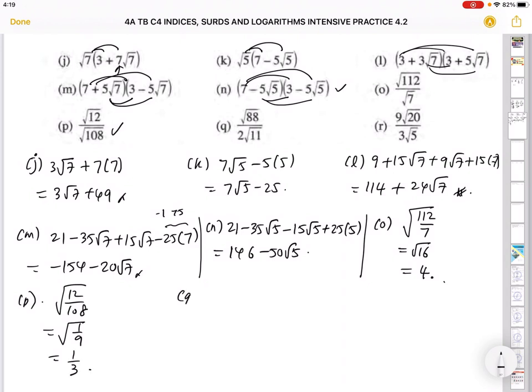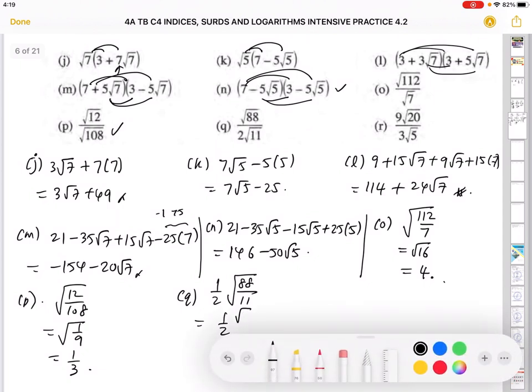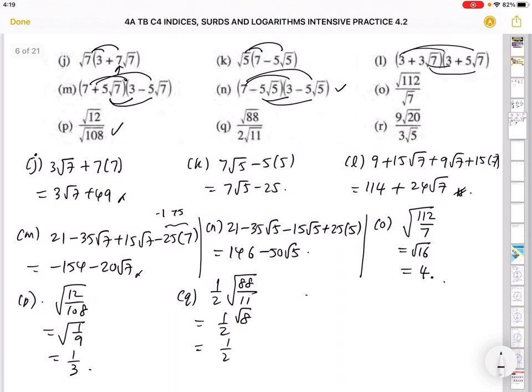For part Q, we can just put this together. It's not difficult, I would say. This is 88 over 11. I'll put it like this. And 88 divided by 11 is just 4, so it's a square root 4, right? Sorry, it's 8, sorry. So square root 8, right? And 8 you can cancel. Maybe I write this as 4 times 2, and this will be 2 root 2 divided by 2. Answer is just root 2.